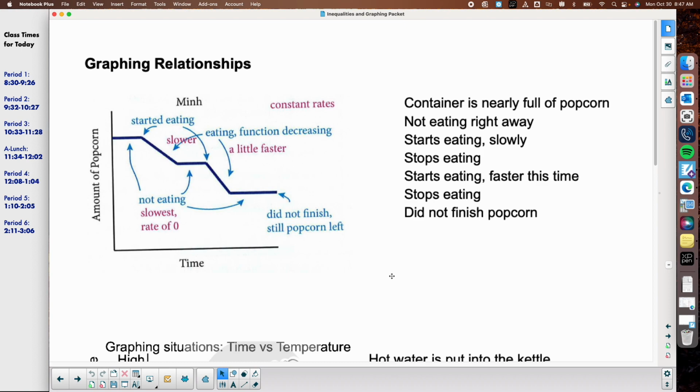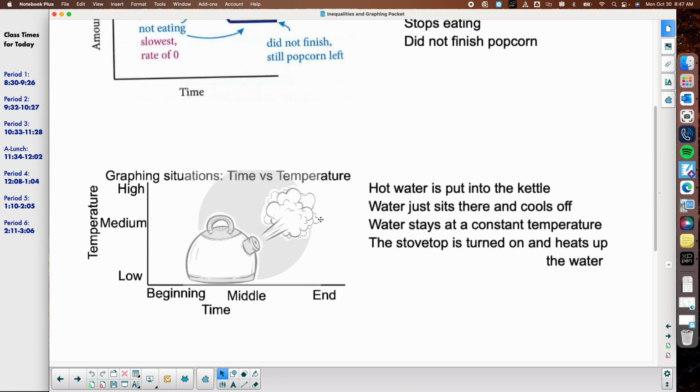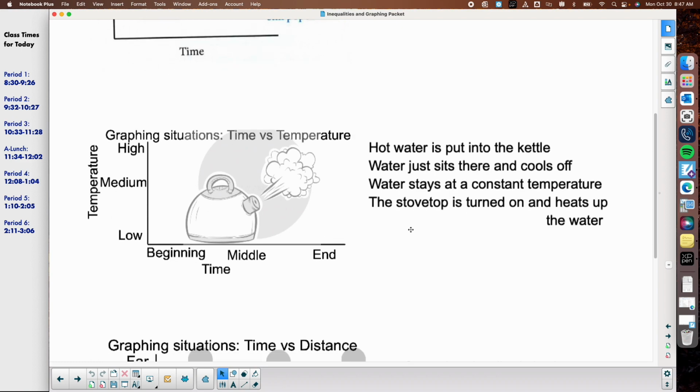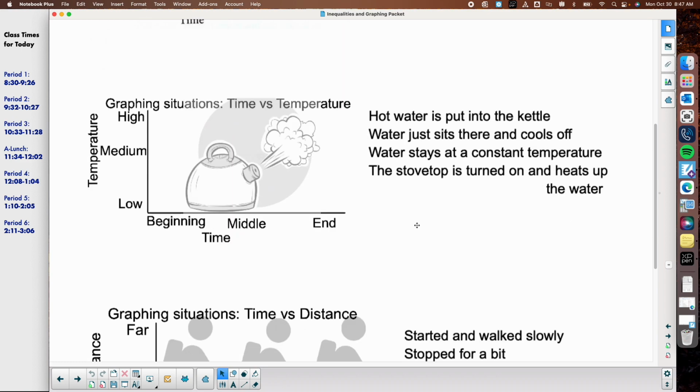The lines represent different things. If we look at problem 2, we're going to draw the situation that it says on the right. That's what we're doing.